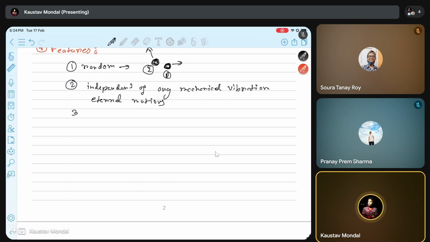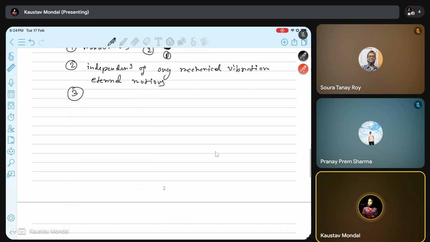The third feature is that for smaller particle size, the motion would be higher. So the smaller particle faces greater motion. Conversely, if the particle size is bigger, then it will face less motion.